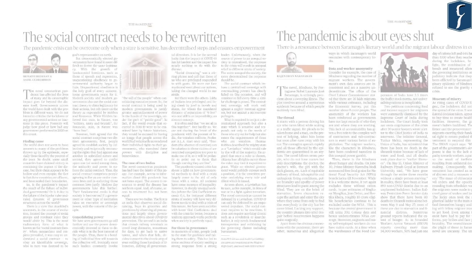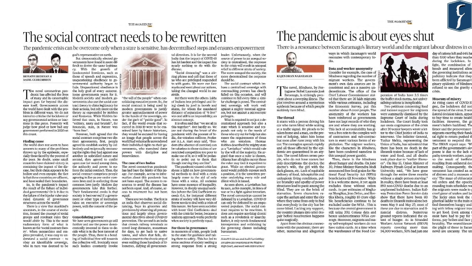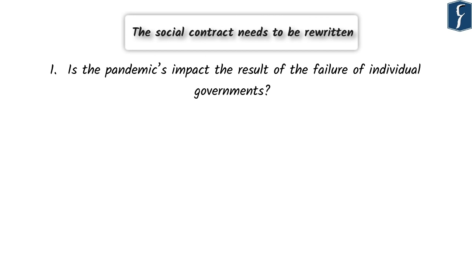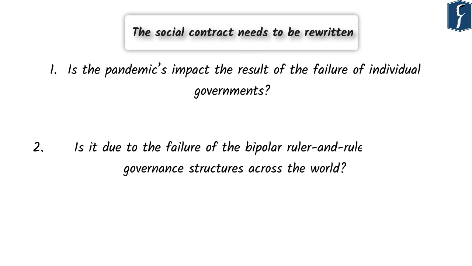There are two articles on page number 6 and central theme for both of them are the same. So we will have one common combined discussion for both of them. The first article, the social contract needs to be rewritten, raises two important questions. It asks the reader, is the pandemic's impact the result of the failure of individual governments, or it is due to the failure of the power relation between the government and the governed?